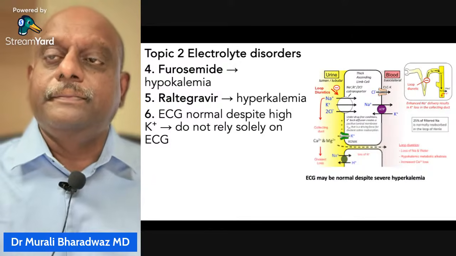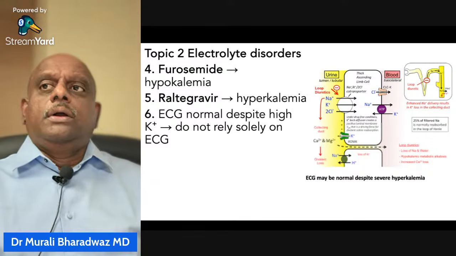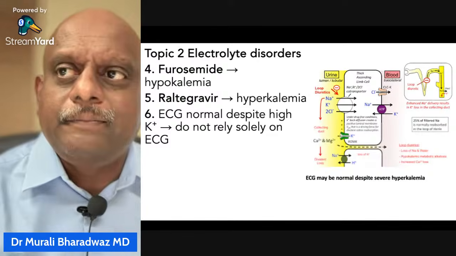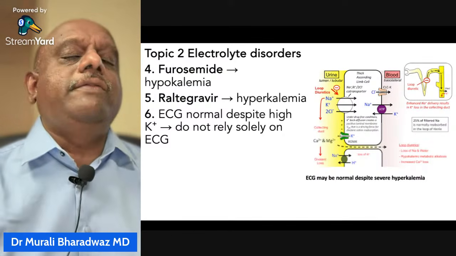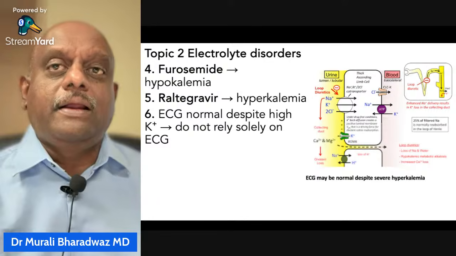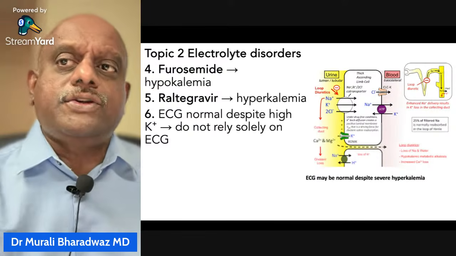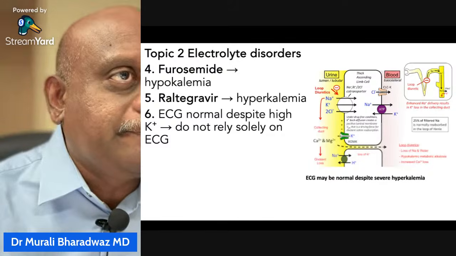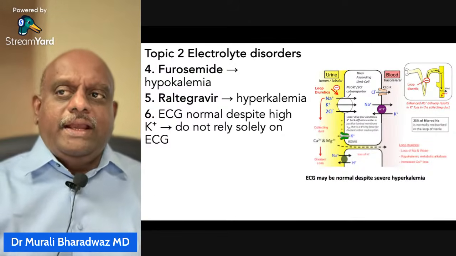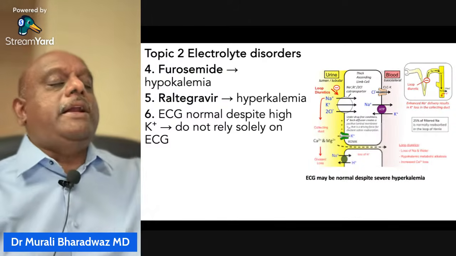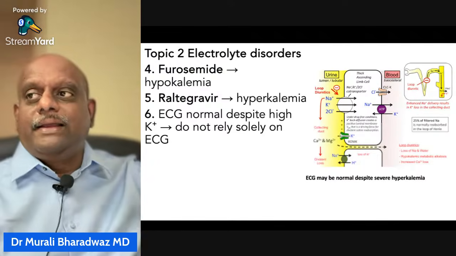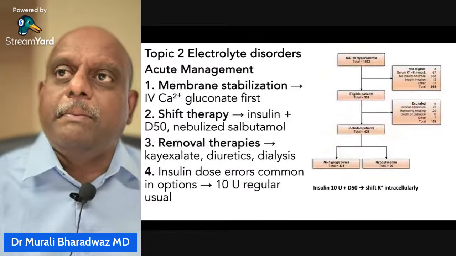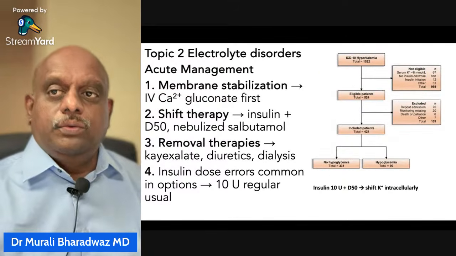So good, doctor. Now, furosemide, a loop diuretic, leads to hypokalemia. Among the HIV drugs, a favorite question of the examiner, raltegravir leads to hyperkalemia is what you need to remember. And another thing about ECG is, in spite of hyperkalemia, ECG can still remain normal is what we have to remember.